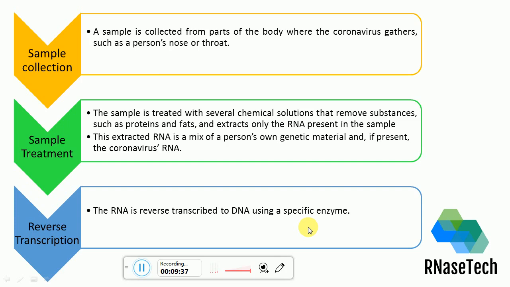Okay, once the DNA is available, the primers will be attached to its 5' and 3' ends. Then the DNA polymerase will bind to those primers and extend the DNA molecule, and we will be getting multiple copies of DNA of this virus.